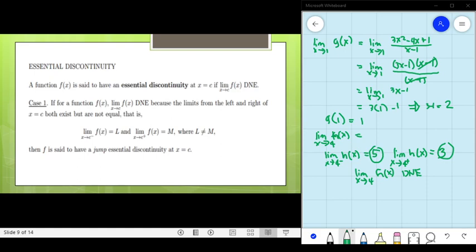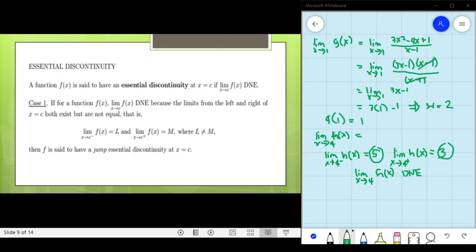The second discontinuity is what we call the essential discontinuity. A function f of x is said to have an essential discontinuity at x equals c if the limit of f of x as x approaches c does not exist. When we talk about essential discontinuity, there are two cases involved.